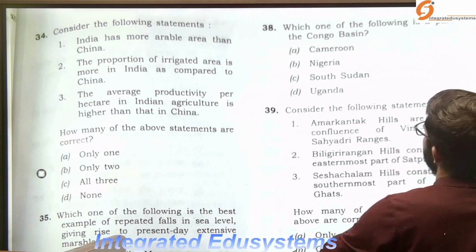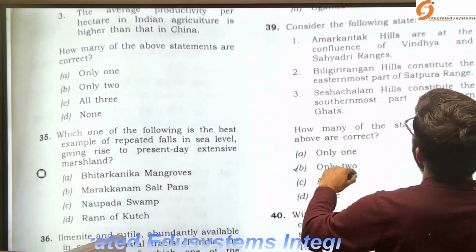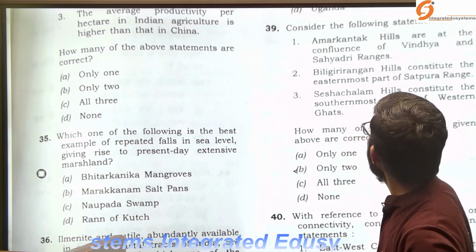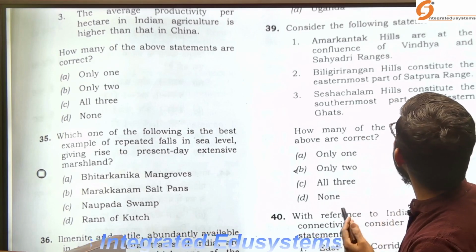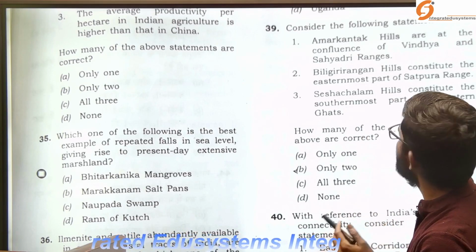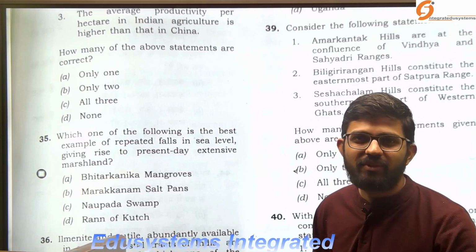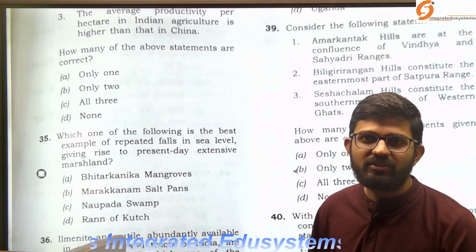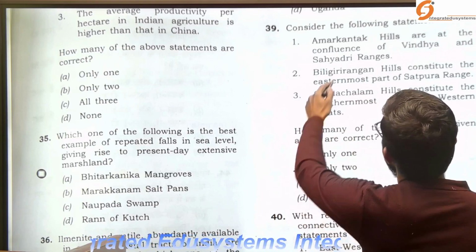Next question. Consider the following statements. Amarkantak hills are at the confluence of Vindhya and Sahyadri ranges. Sahyadri is the Western Ghats, and Amarkantak is in Madhya Pradesh. So what is the relation? Definitely, this statement is wrong.